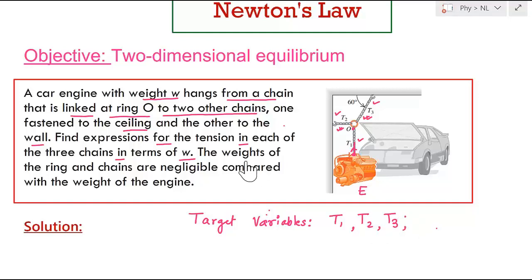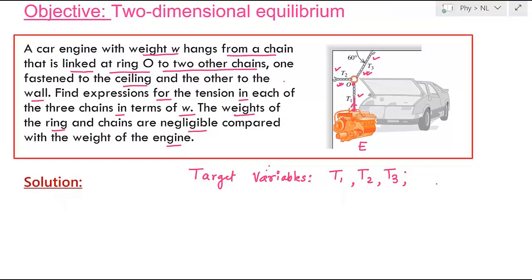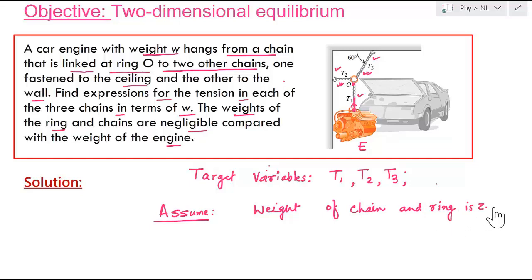Furthermore, the problem says the weight of the ring and the chain are negligible compared with the weight of the engine. So we have to neglect the weight of the chain and the ring. This is the assumption we have to make in this case, and that is given in the problem. That is, the weight of chain and ring is almost 0. So let's call this 0.